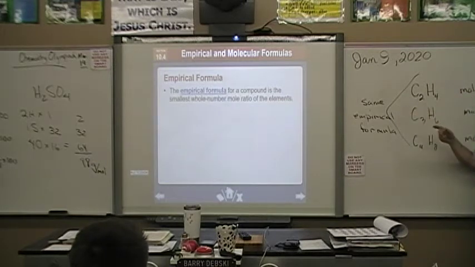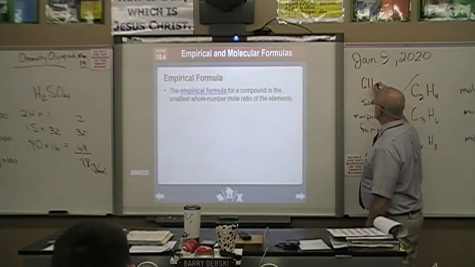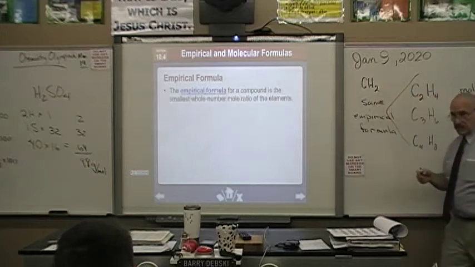Some of them might be a liquid, some of them might be a gas, but they all have the same empirical formula, which in this case would be what? What can I reduce all of these down to? CH2, right? Divide this by 2, divide this by 3, divide this by 4. All of these are going to be a 2-to-1 ratio of hydrogen to carbon. So the empirical formula for all three of these substances would be CH2.